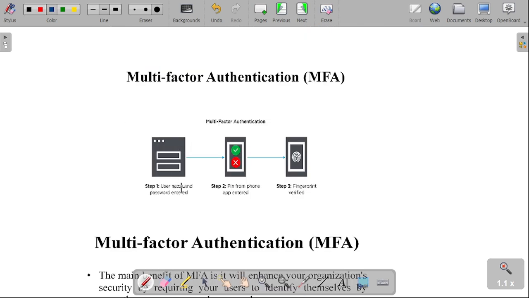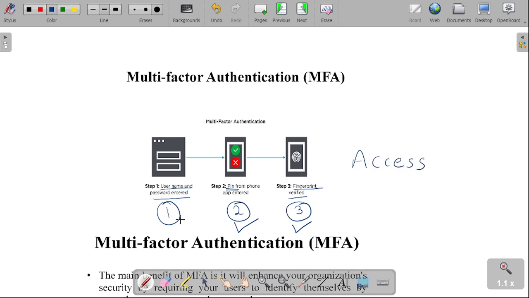Now you can check this diagram for multi-factor authentication. In step 1, the username and password are entered by the user, so the user's identity is checked. Now the OTP will be sent to the registered phone number. If the PIN is entered correctly by the user, then the second authentication also passes. In the third authentication, the fingerprint is verified. If it succeeds, the third factor is also successfully completed, and then the user gets access to the particular account.